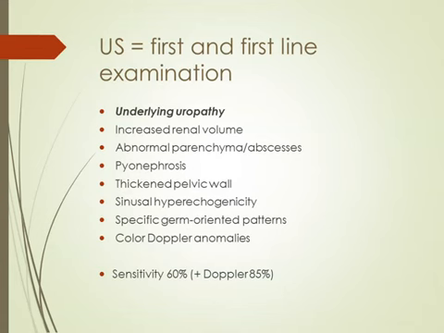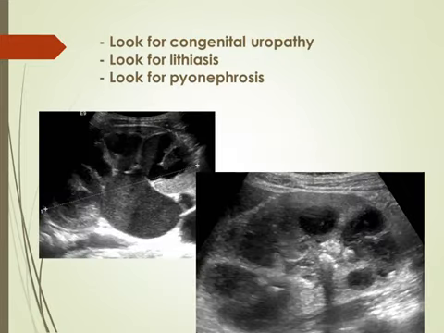Ultrasound is and should be the first-line examination. The first role of ultrasound is to look for underlying uropathy, and for the need for nephrostomy in case of complicated infection and pyelonephrosis.